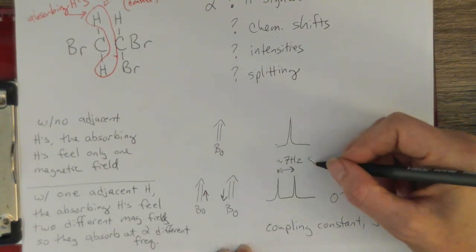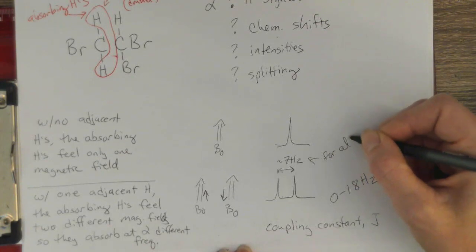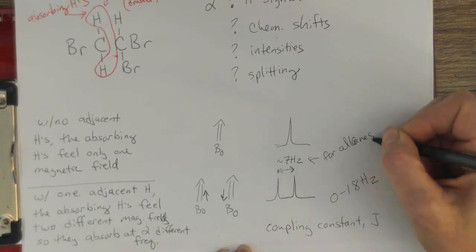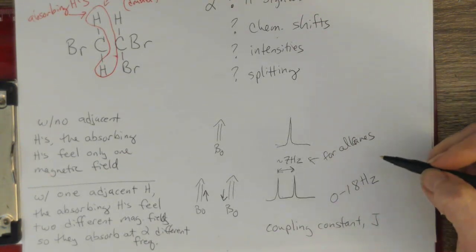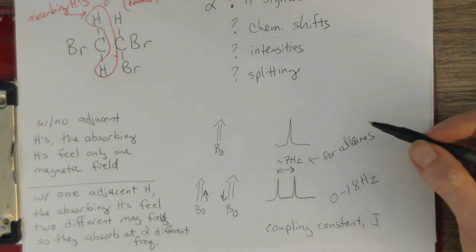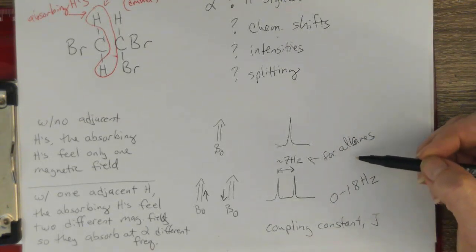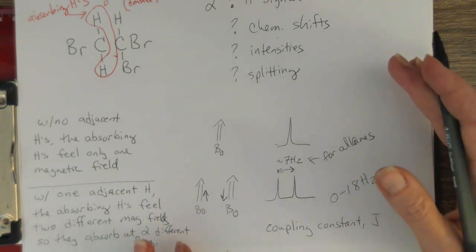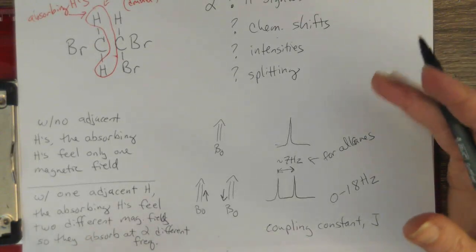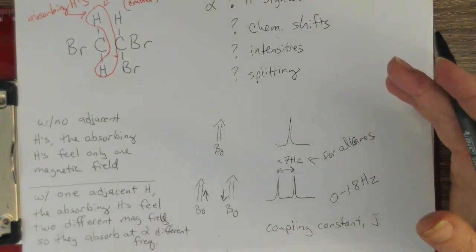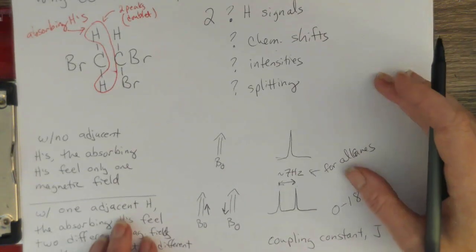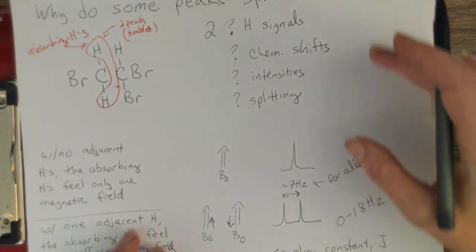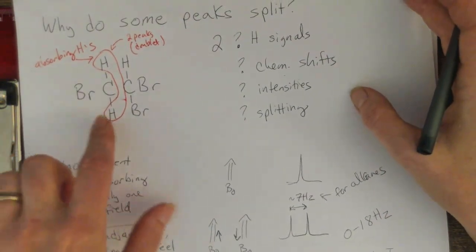And for alkanes, we're going to see that they're around 7 hertz, okay? You do not need to memorize coupling constants. If I want you to use coupling constants to draw a splitting diagram, I will always give them to you. I'm going to go through some general trends of what we see for coupling constants, but you're not required to memorize that, okay? And so let's take a look.